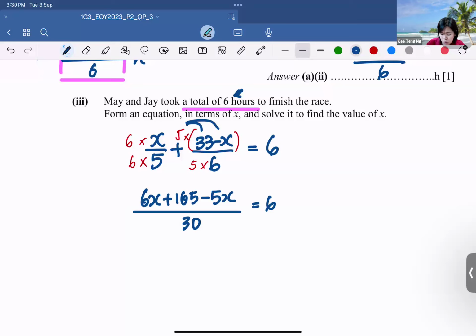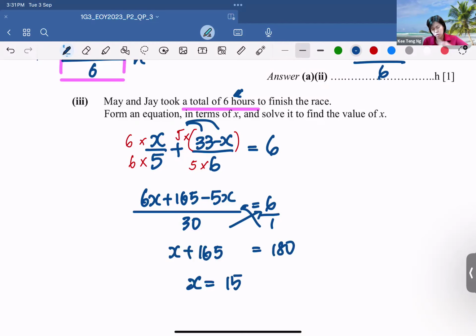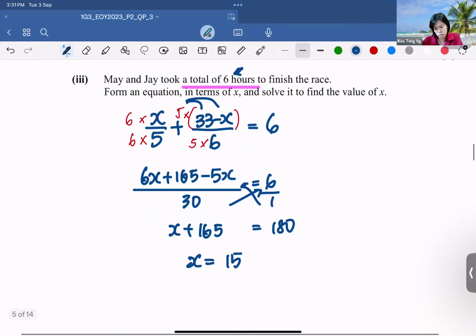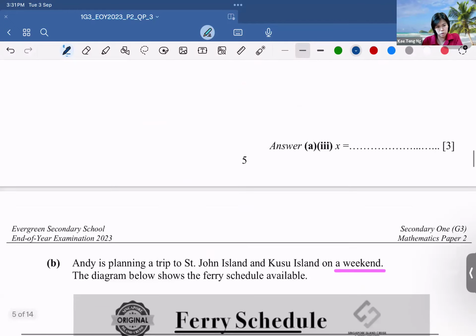Right? So for me, I don't like the denominator. I'll just multiply it across. Cross multiplication. So 6 times 30, 180. And this one we simplify: x plus 165. Okay, so the value for x will be 50. Okay, not sure if you have understood it. Some of you still daydreaming, wouldn't know.